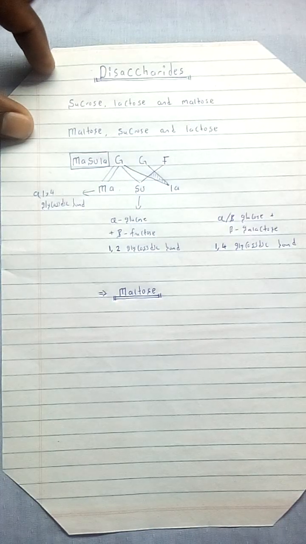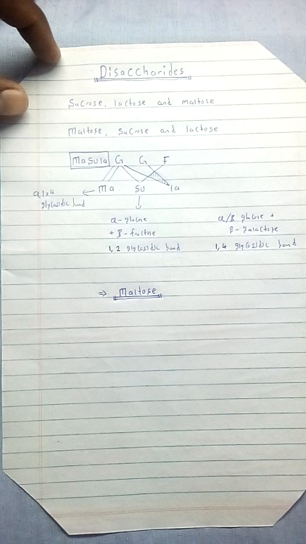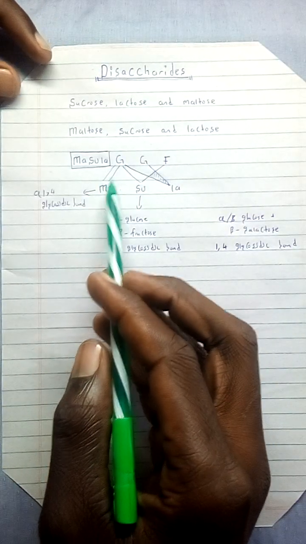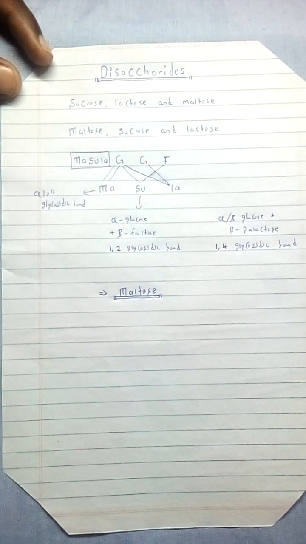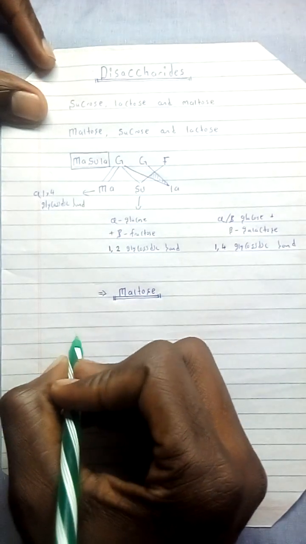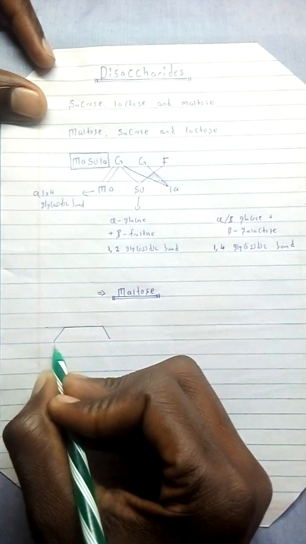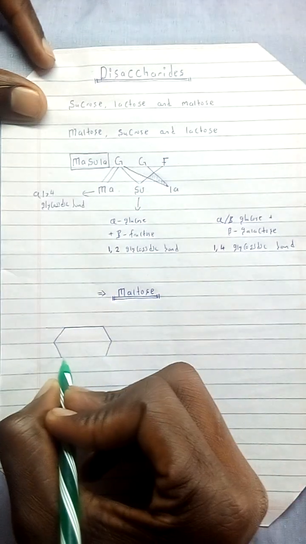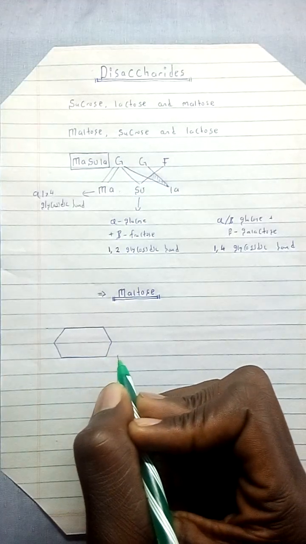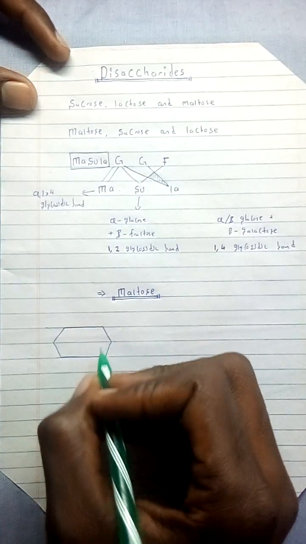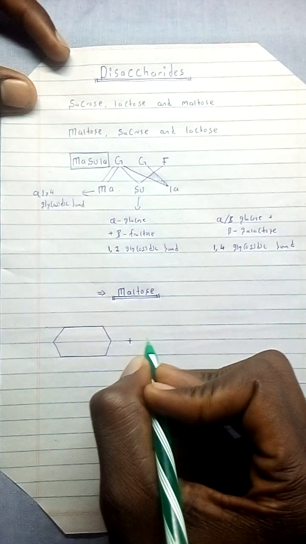Let's draw the structure of maltose. How is maltose formed? Well, we say that maltose is formed between two glucose units. So we'll draw two glucose. We need to be familiar with monosaccharides. Monosaccharides are very important because they are the building blocks of disaccharides, even polysaccharides, oligosaccharides, all those. So this one will react with another one.